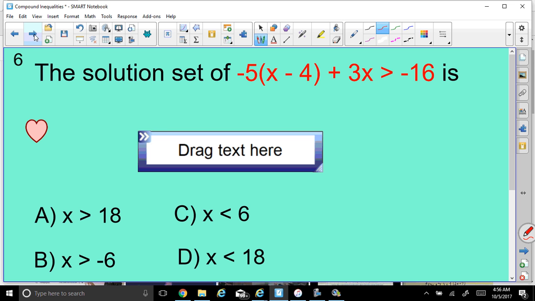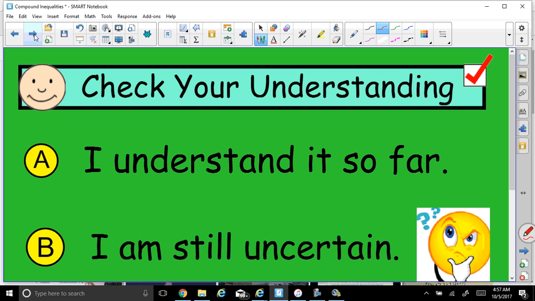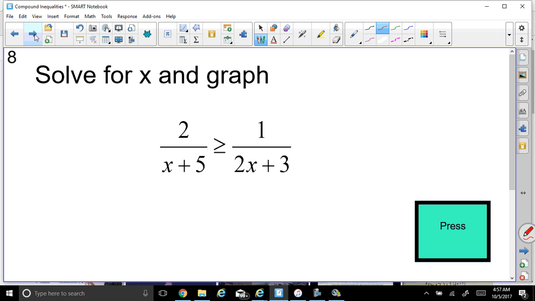So here's one for you. See what the solution set of this inequality is. Check your understanding. I hope you understand what's going on. Here's a nice question. Solve it and see if you can graph it.